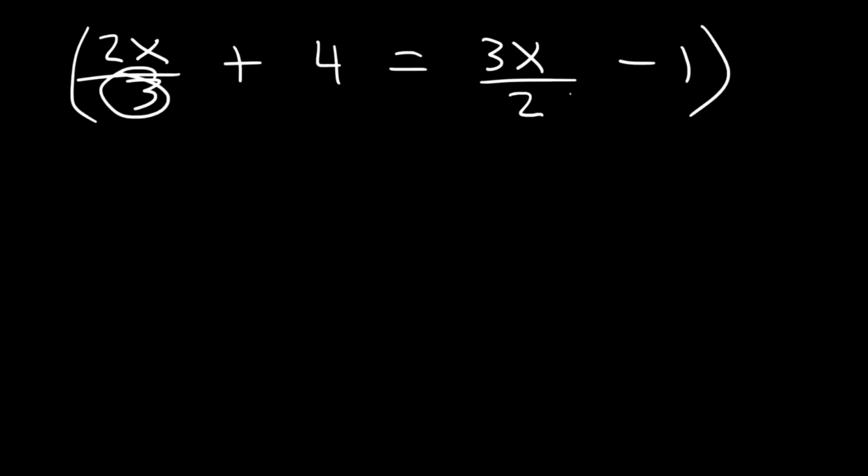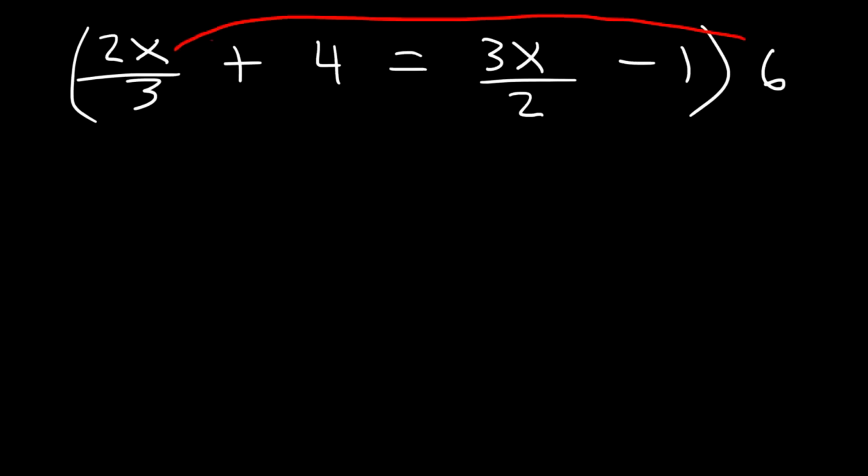Notice that we have a denominator of 3 and 2. What is a common multiple of 2 and 3? A common multiple of 2 and 3 is 6. So if we multiply everything by 6, we can get rid of all fractions. So let's multiply 6 by 2x divided by 3. 6 times 2x is 12x. 12x divided by 3, well, that's going to be 4x. So 2/3 of 6 is 4.